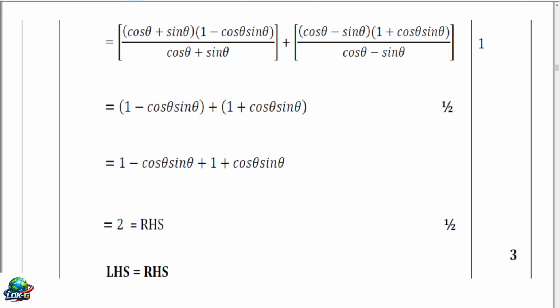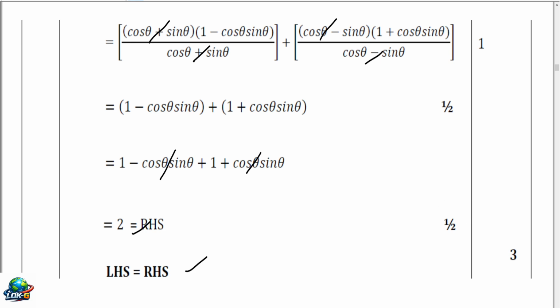Is that clear? Okay, you can observe now. Cos theta plus sin theta cancels here. Cos theta minus sin theta cancels here. What are you left with? 1 minus cos theta into sin theta plus 1 plus cos theta into sin theta. Remove the brackets because there is an addition here. Minus cos theta into sin theta plus cos theta into sin theta cancels. 1 plus 1 becomes 2. Therefore, LHS is equal to RHS, which is equal to 2.